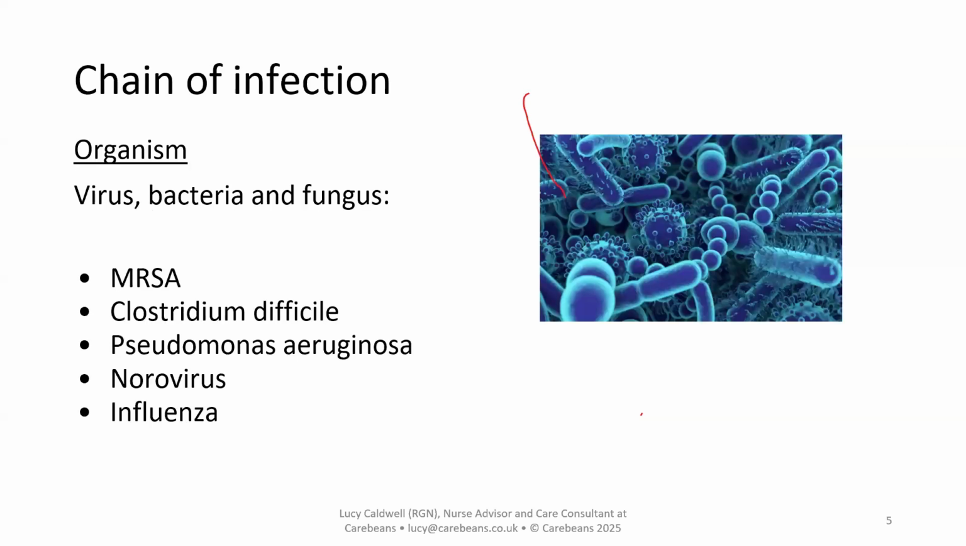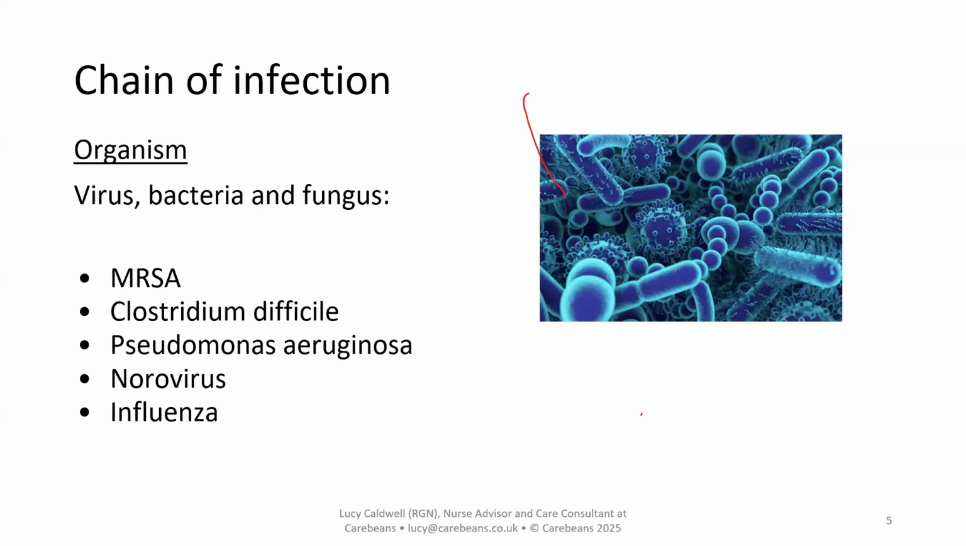The first in the chain of infection is the organism itself. When we're talking about the organism, we mean a virus, a bacteria, or a fungus, a microorganism, a germ. Common infections that we perhaps see within our care service are MRSA, which stands for methicillin-resistant Staphylococcus aureus. That is a type of bacteria, a different strain of Staphylococcus aureus. It's a bit more difficult to treat. It's resistant to certain antibiotics.